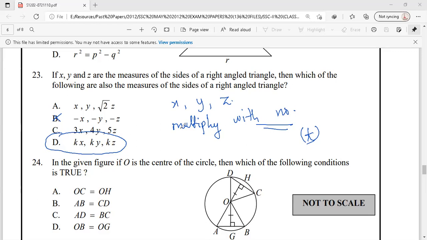Let's see question number 24. In this diagram, O is the center of the circle and which of the following conditions is true? In this diagram, we have two chords AB and CD. And the diagram shows that the distances of these two chords from the center of the circle are equal. This means that the chords will be equal to each other. AB is equal to CD. And the reason is that the distances OG and OH are equal. So AB and CD are equal. These chords are congruent. Option B is the right answer.